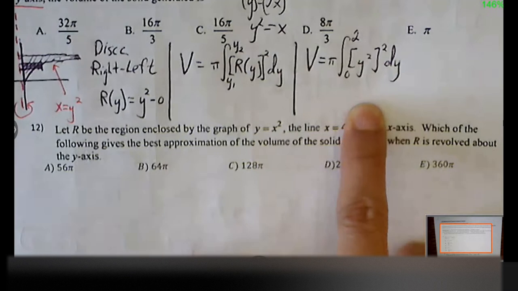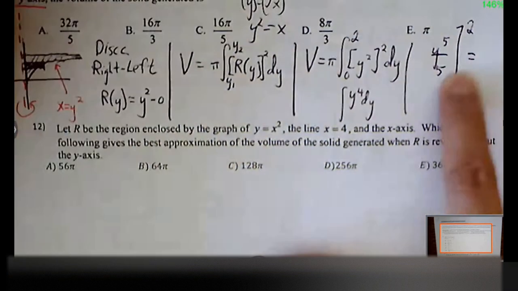The rest can go in the calculator, but we could also work this out relatively simply through power rule. This becomes y to the fourth. And then power rule, y to the fifth over 5. Evaluate it between 0 and 2. We get 2 to the fifth over 5, minus 0, which is 32 over 5 pi.